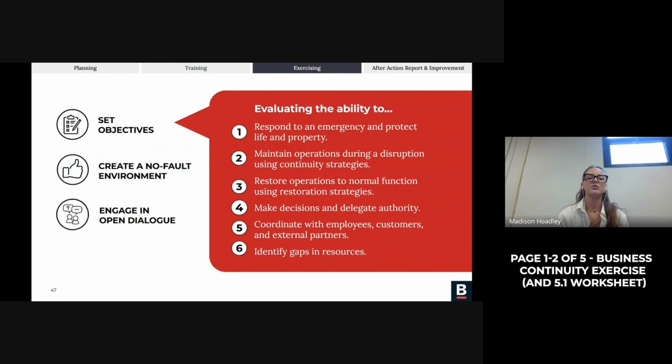So let's go over a few tips. These are located on pages 1 and 2 of that exercise document, number 5, for running your exercise effectively. These considerations are important to note prior to conducting the exercise. So you want to set objectives.